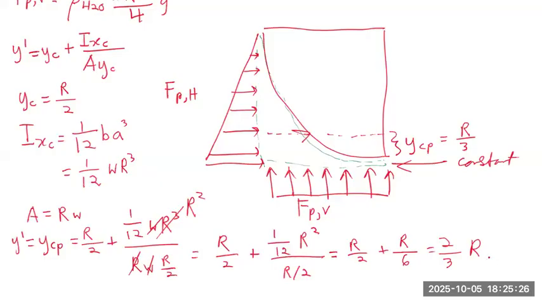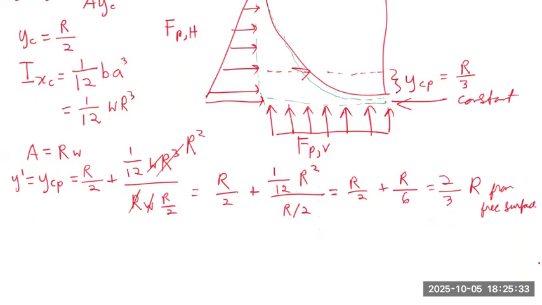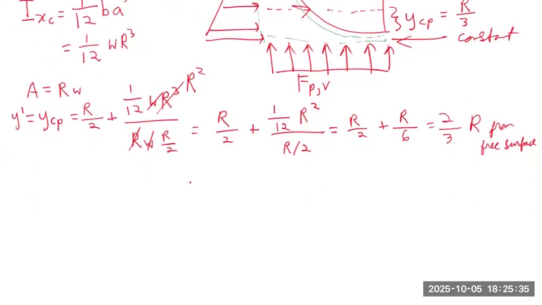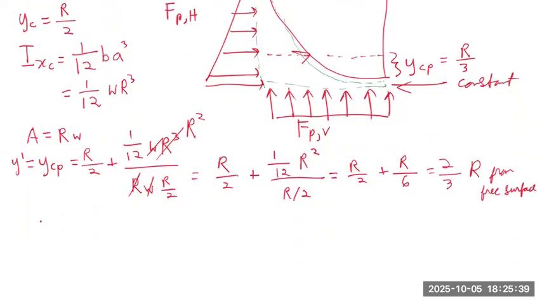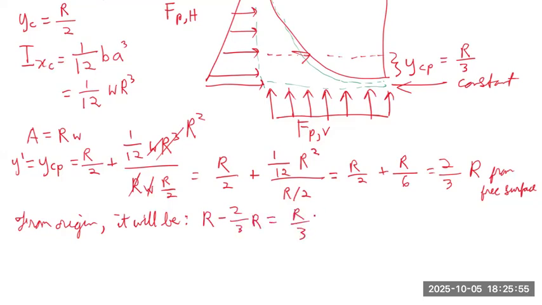So we'll add from free surface. But what about from the origin, which is the one we are actually concerned with? From the origin, it will be R minus 2 over 3R, which is equal to R over 3. And this is equal to our YCP value.